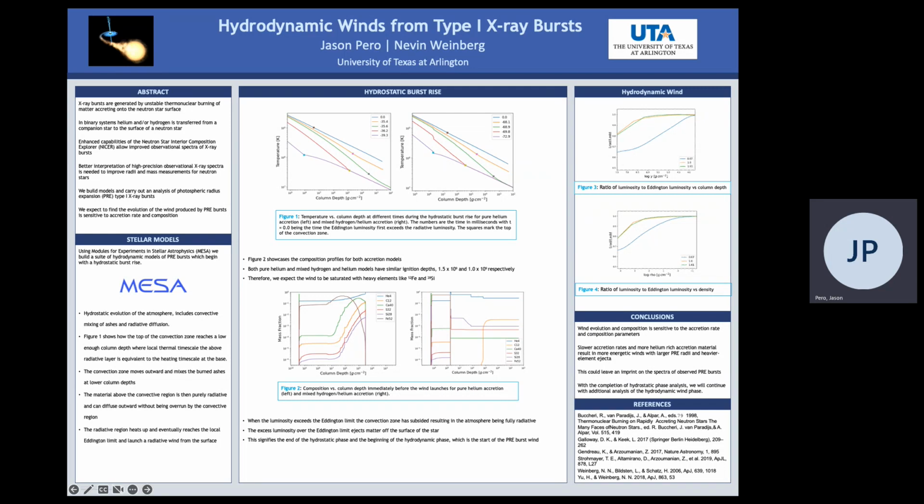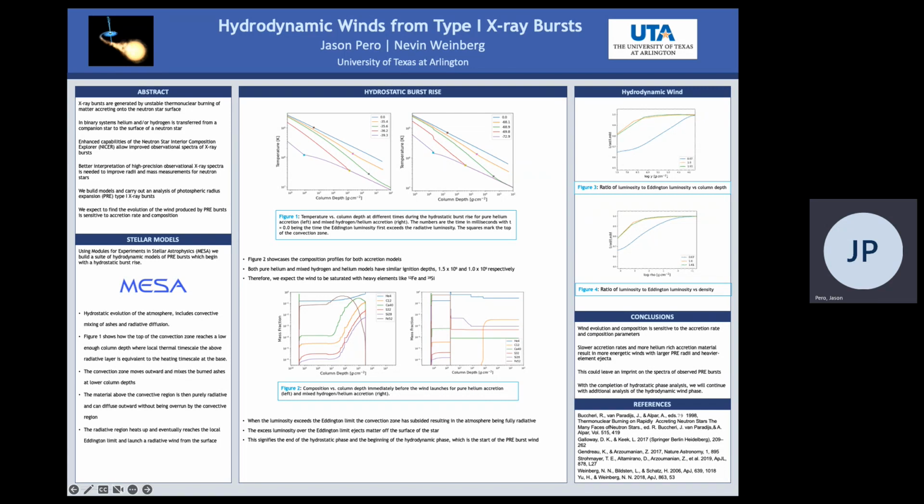As hydrogen and/or helium accretes onto the surface of the neutron star, the material heats up and ignites. Thermonuclear burning of the accreted material generates a photospheric radius expansion, or PRE burst, which is detectable in the soft X-ray band. It is important to study X-ray bursts to facilitate better interpretation of high-precision observational X-ray spectra.